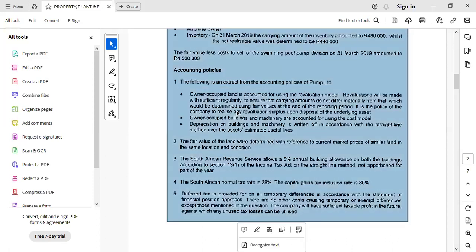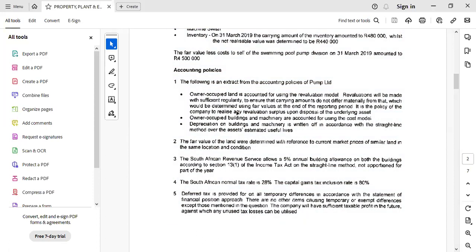Owner-occupied land is accounted for using the revaluation model. Revaluations will be made with sufficient regularity to ensure that the carrying amounts do not differ materially from that which would be determined using fair values at the end of the reporting period. It is the policy of the company to realize any revaluation surplus upon disposal of the underlying asset. Right. For our module, the only asset that we use the revaluation model for is land. But of course, those who are going to do accounting later will learn that we can even do it for other assets.